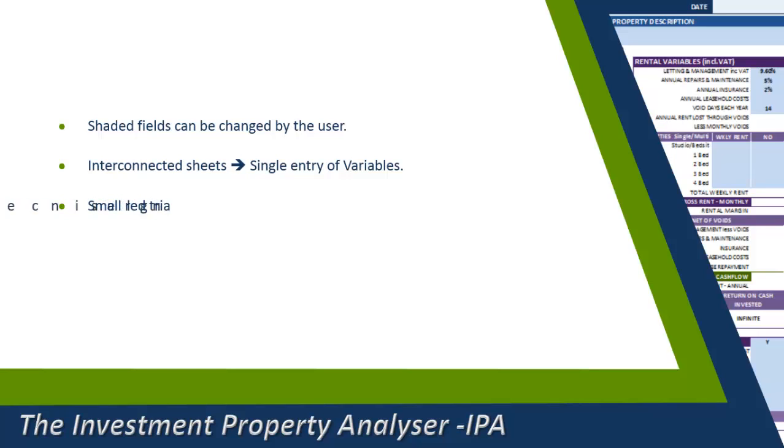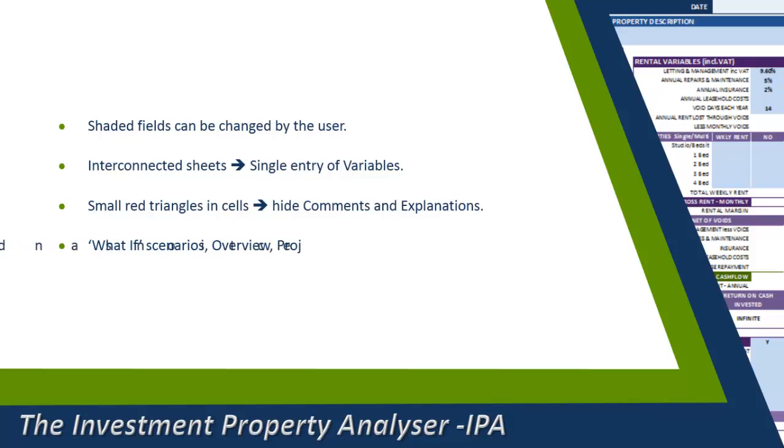You will find small red triangles in many of the cells throughout the workbook. Hover over them to read the comments and explanations hidden behind them. They form a great learning resource. The Investment Property Analyser allows you to play out what-if scenarios, provides a quick overview of the potential in the deal, and serves as a permanent record for your accounts.